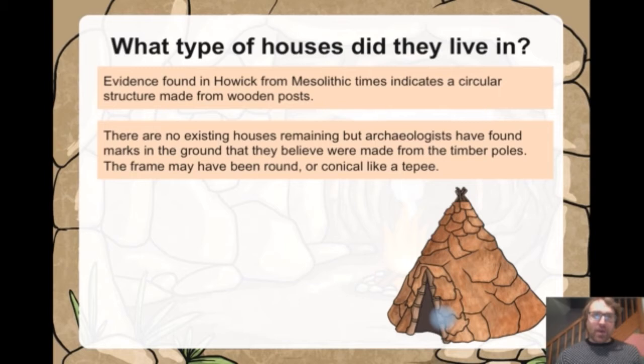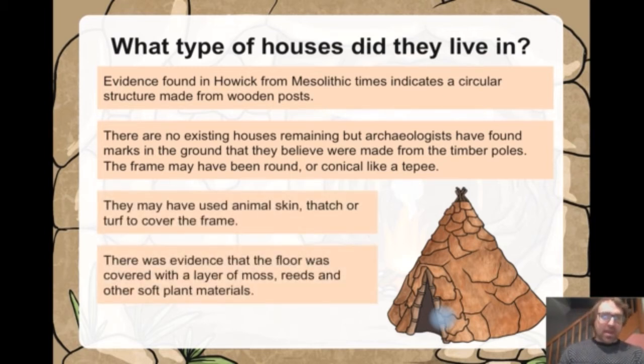Evidence found in Howick from Mesolithic times indicates a circular structure made from wooden posts. There are no existing houses remaining, but archaeologists have found marks in the ground that they believe were made from the timber poles. The frame may have been round or conical, like a teepee. They may have used animal skin, thatch, or turf to cover the frame. There was evidence that the floor was covered with a layer of moss, reeds, and other soft plant material.